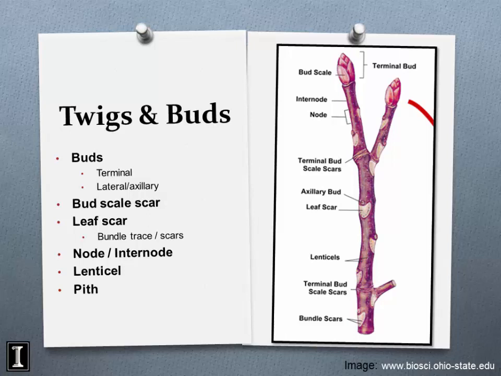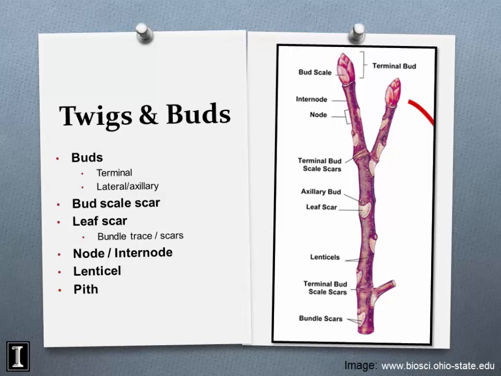We're going to talk about what a bud scale scar is, what a leaf scar is. Talk about bundle traces, bundle scars, nodes and internodes. You know, a node is wherever a bud occurs. The distance between two buds is called an internode. It's in between. The distance in between two buds is the internode.